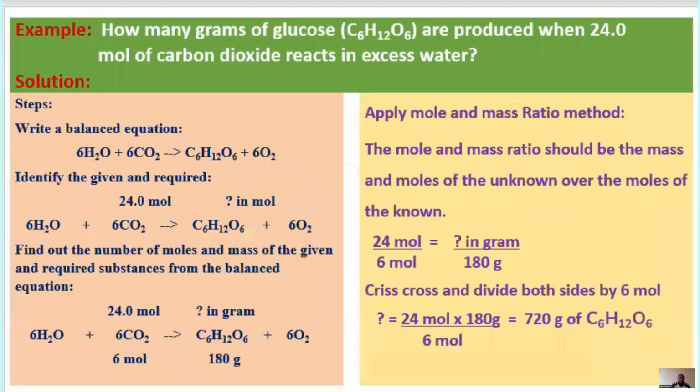Okay, this is the equation. I wrote it again. Solution. The first step is to write a balanced chemical equation, which is already written here. Identify the given and required, in which mole is given, mole is required. Then find out the number of moles.